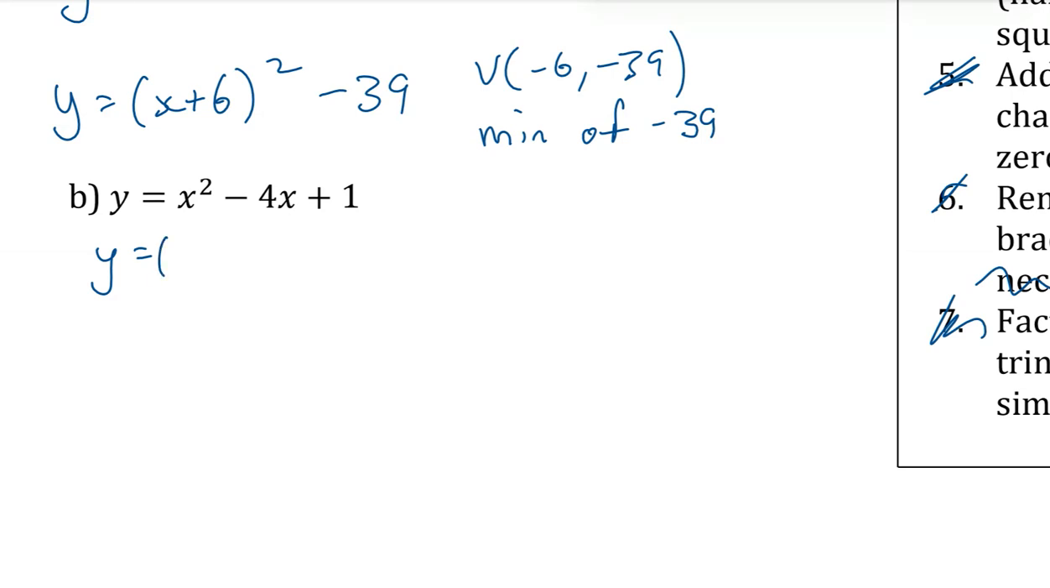Isolate the x squared and the 4x, minus 4x. That step you don't really have to write. I'm not going to write it again. What's my C?